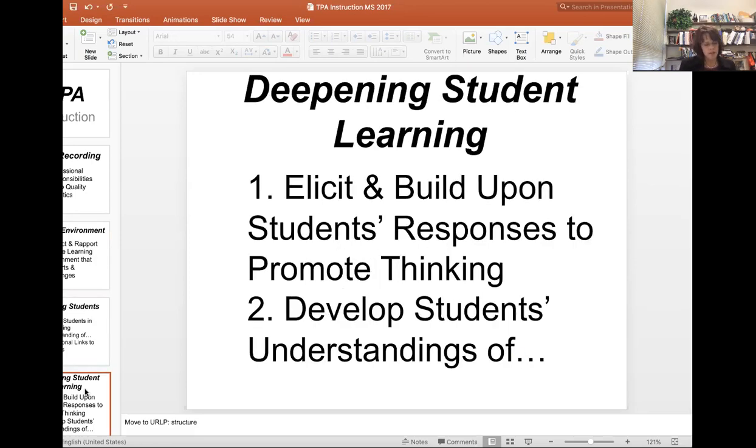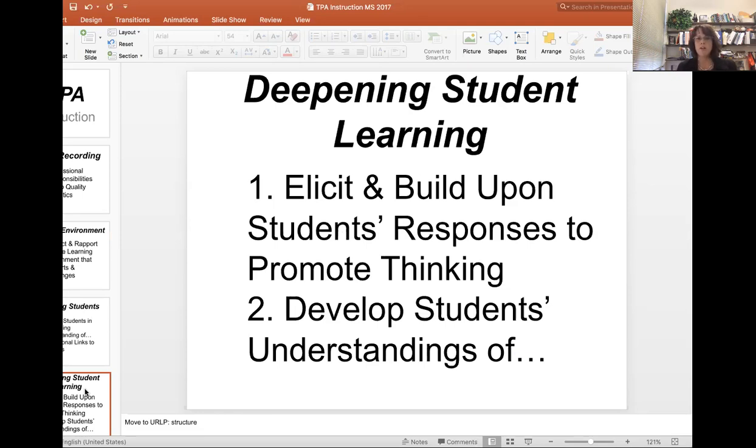Okay. Then the next prompt is about deepening student learning during instruction. So this is where, hopefully in your video, you're going to show how you elicit students' responses to promote thinking, not just ask yes or no questions. And then how do you build upon students' responses to promote thinking? So both of those things, okay? It's not just about having a student answer, but how you build on that response to build understanding and promote deeper thinking about the concept or the skills that you're working with.